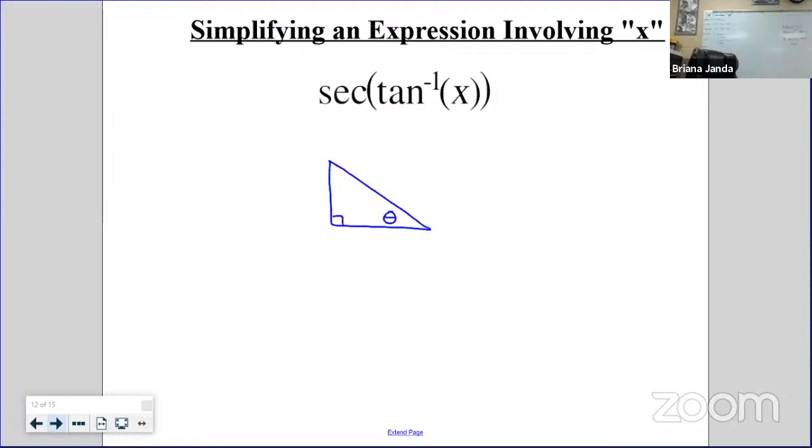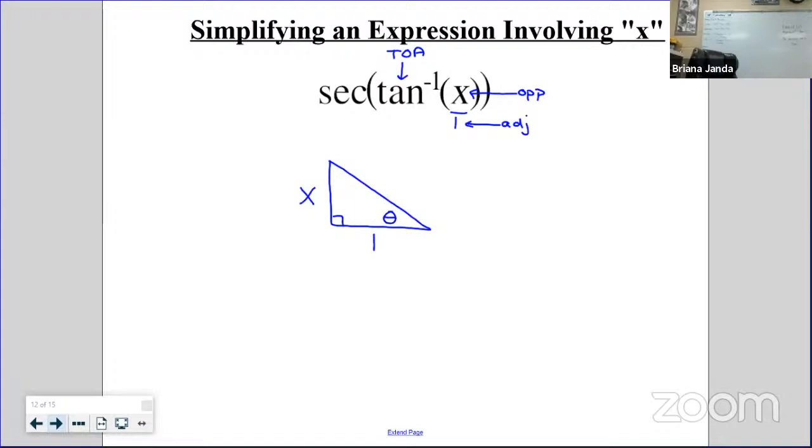So I draw my triangle, and this is a good conversation for us to have at this point. If it does not look like a fraction, it doesn't matter whether it's an X or not, I can make it look like a fraction by putting it over 1. And I want it to look like a fraction because tangent is opposite over adjacent. And now I have an opposite over an adjacent. So I mark my picture that way. Opposite side will be X and adjacent will be 1.